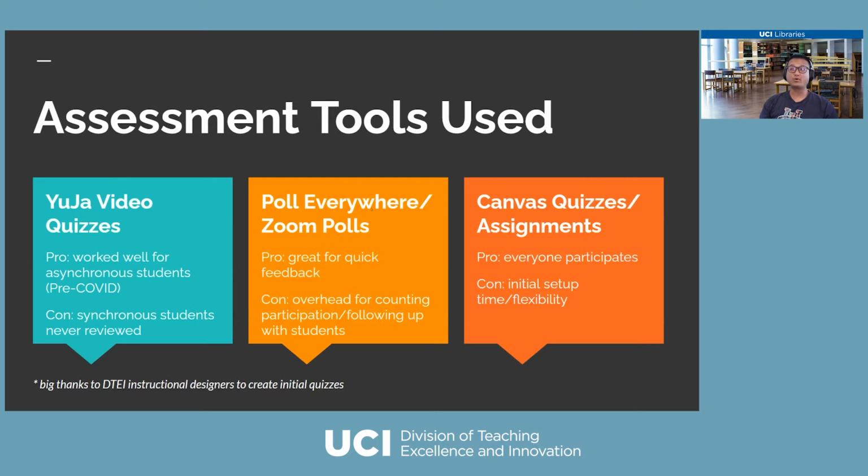I started with Poll Everywhere. I used that in person before they had Canvas integration and everything. It was great for quick feedback. And to get students on board with this, I first told them, hey, this is free, so you don't have to buy an iClicker for my class. So they were really happy about that.